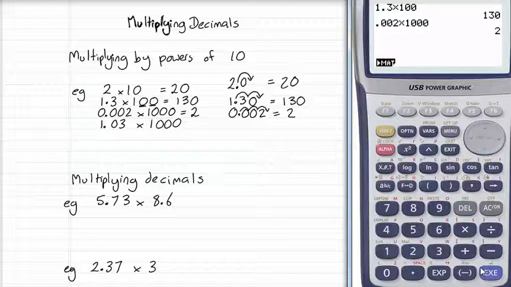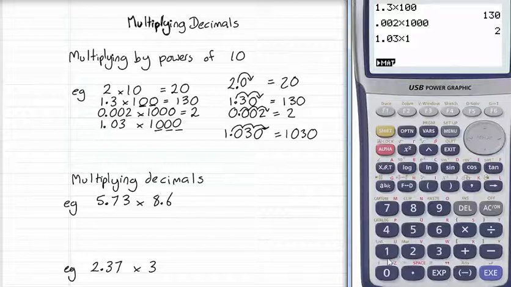So let's check that with my final example, 1.03 times 1000. There are 3 zeros after the 1 in 1000, so I'm going to do 1, 2, 3. So 3 spots to the right. I've jumped over an empty space, so I put a 0, and my answer is 1030. And I can check 1.03 on the calculator times 1000. That's my answer.